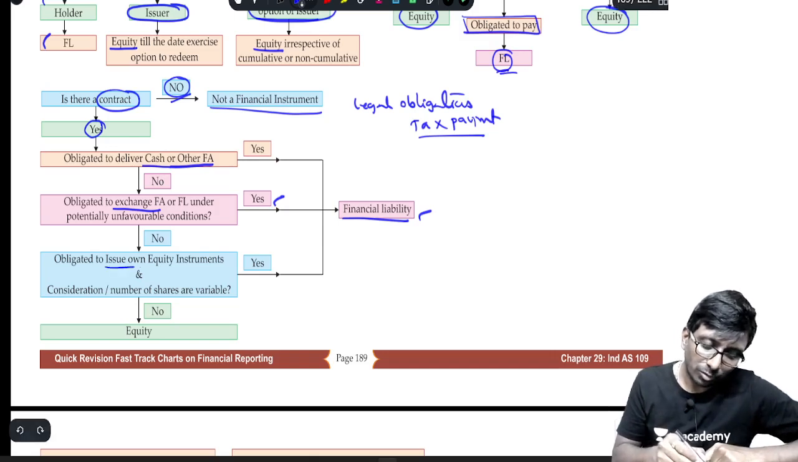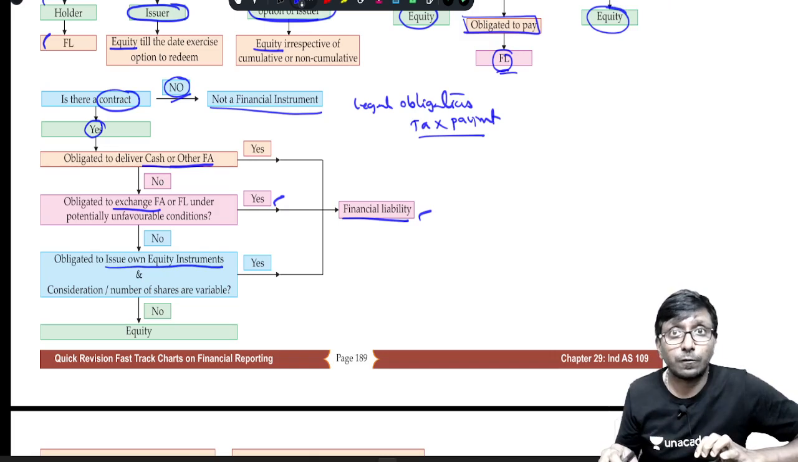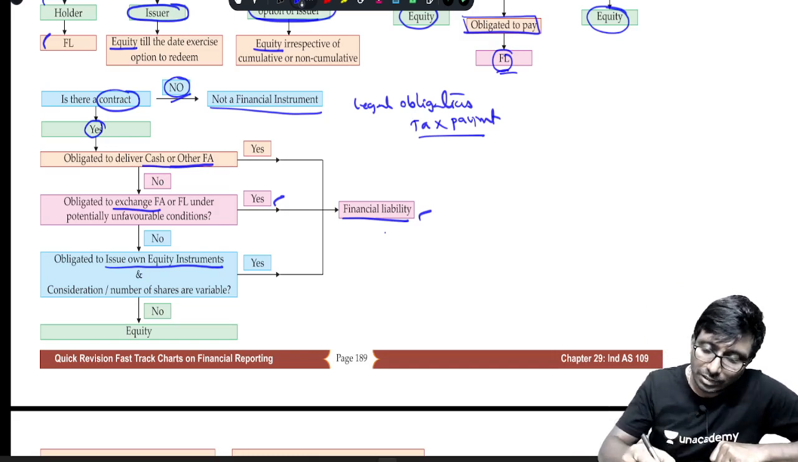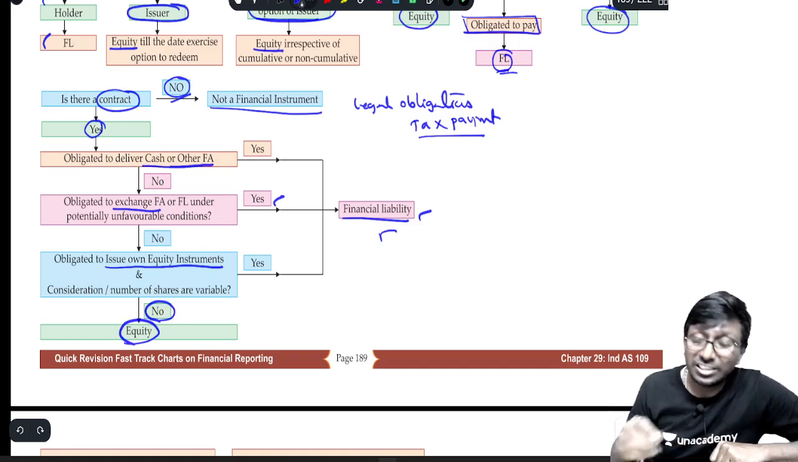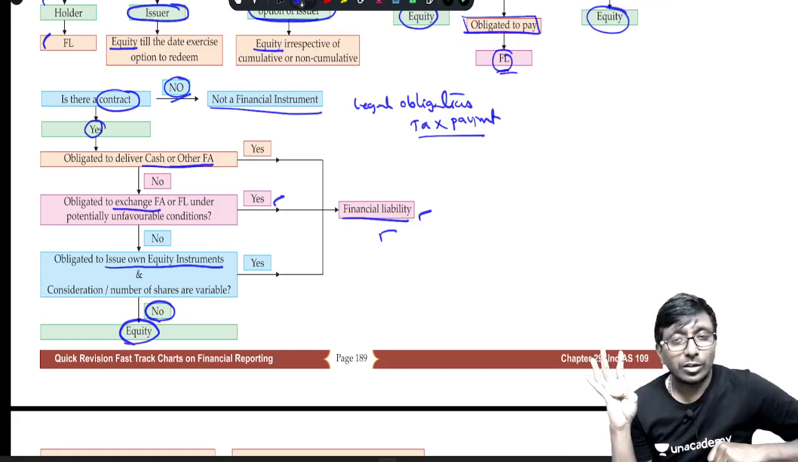Next, are you supposed to give your own equity instruments? Are you going to give a variable number of shares, or a variable amount of money? If you say yes to any one of these, then it is a financial liability. Otherwise, if you say no, then it is equity. Means I got money, I don't need to give any cash or financial asset, and I don't need to exchange.